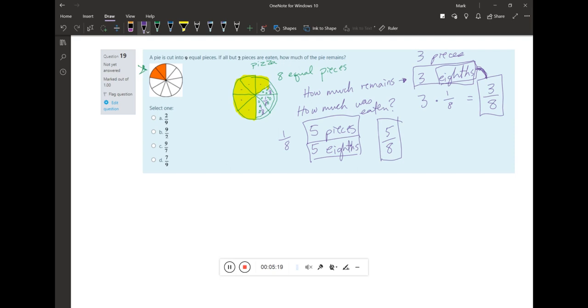Okay, so that's the thing we want to really concentrate on and really think about when we look at this picture. We have 9 pieces, so each piece is going to be called a 9th. How much of the pie remains? It says 2 were eaten, so that means there are 1, 2, 3, 4, 5, 6, 7 pieces that remain. So there's 7/9. Well, what's a 9th? It looks like that. How many of them do we have? We have 7. There's our answer.